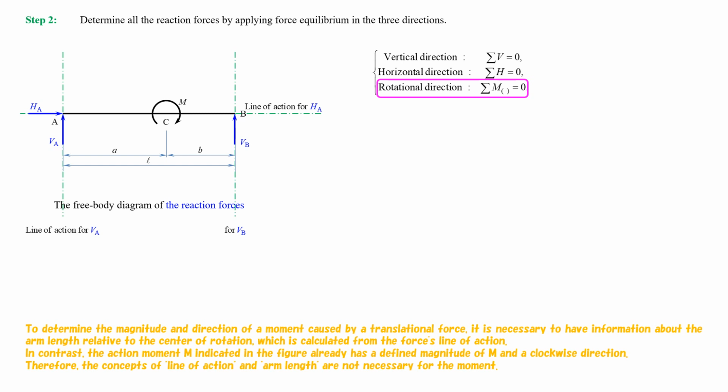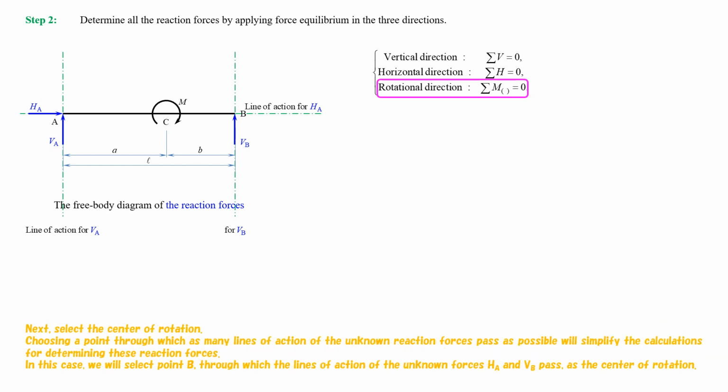To determine the magnitude and direction of a moment caused by a translational force, it is necessary to have information about the arm length relative to the center of rotation, which is calculated from the force's line of action. In contrast, the action moment m, indicated in the figure, already has a defined magnitude of m and a clockwise direction. Therefore, the concepts of line of action and arm length are not necessary for the moment.